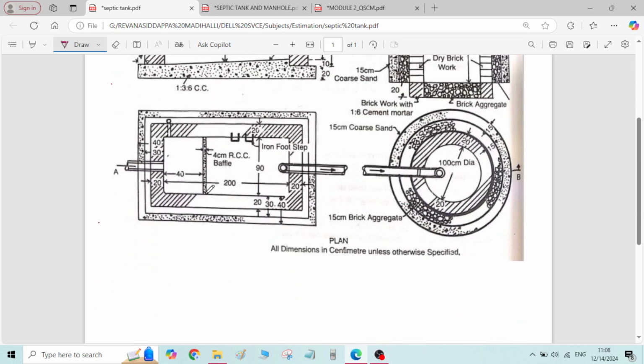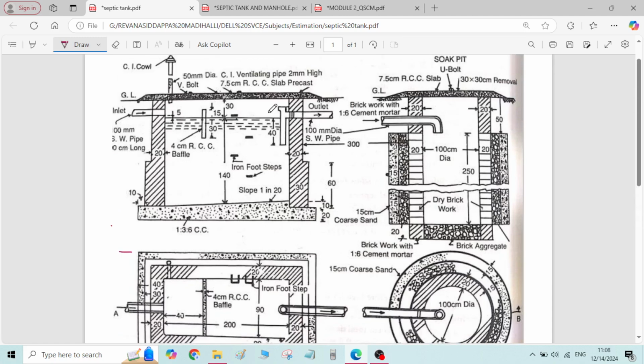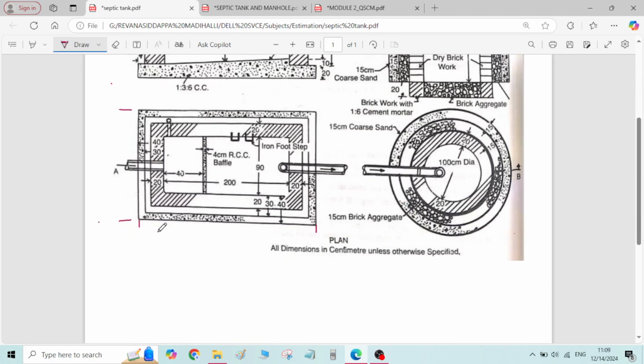Now coming to the overall length of the excavation. Means from here to here, whatever length we get, that will be the total length of the excavation. And whatever length we get from this corner to this corner, that will be the total width of the excavation. Then the height of the excavation we will find using this elevation. First we will estimate the length of the excavation.